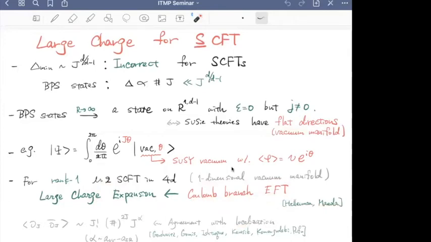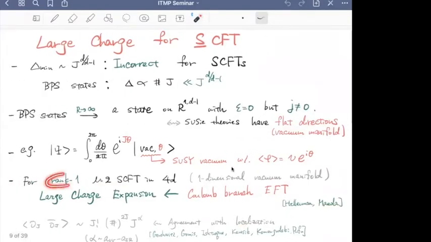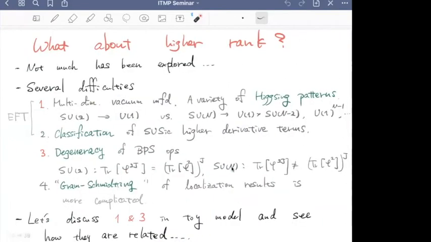Okay. However, this was done only for rank 1 N=2 superconformal field theory, or in the case of N=4 super Yang-Mills, only for SU(2) gauge group. So the natural question you might ask is what happens if you consider higher rank N=2 superconformal field theory, for example, N=4 super Yang-Mills theory with higher rank gauge group.